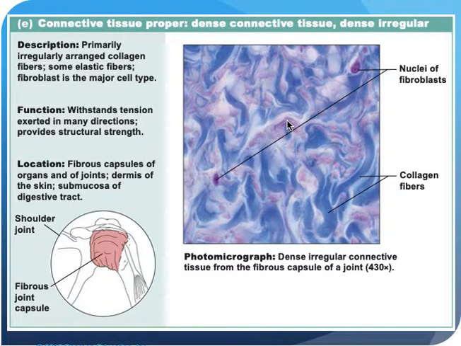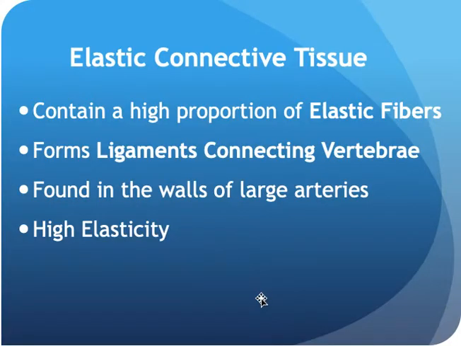So here's my picture of dense connective tissue, but again, it's a little more orientated in different directions, so it's dense irregular, okay? So now we get to our elastic connective tissue, containing a high proportion of elastic fibers. So this one's going to form ligaments connecting my vertebrae, found in the walls of arteries.